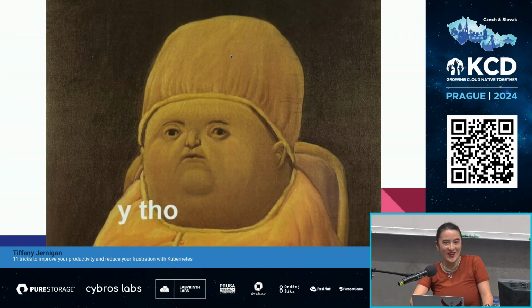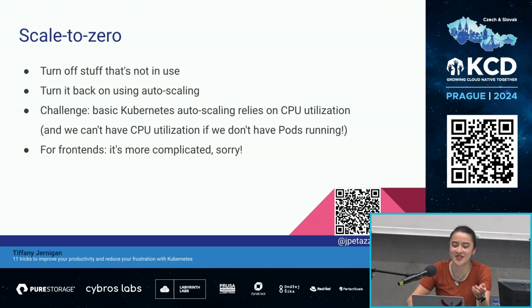So why, though? There are a few different reasons. Maybe you want to turn off things that you don't specifically have in use. Maybe you want to do something specific with autoscaling. There are some challenges there. With Kubernetes, autoscaling relies on things like CPU and memory utilization. Things are a little more complicated with front ends, but I don't really do much with front ends, so I can't go into completely why.